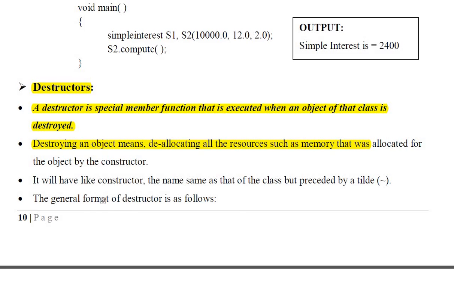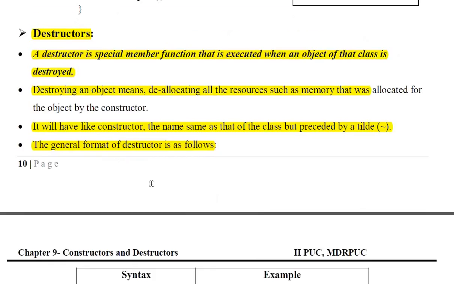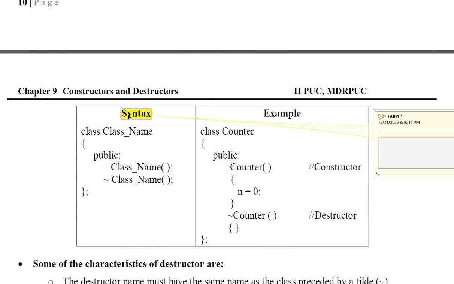So how is the destructor created? It will have a name like the constructor, the same as the class, but it is preceded by a tilde symbol. Means constructor and destructor both have the same name, but for a destructor a tilde symbol is used before the name. So here is the general syntax for creating a destructor. So this is the syntax.